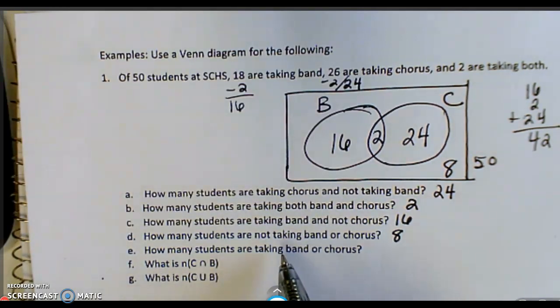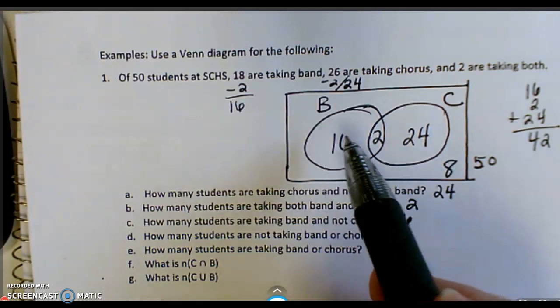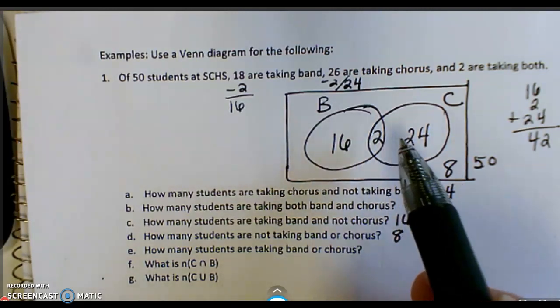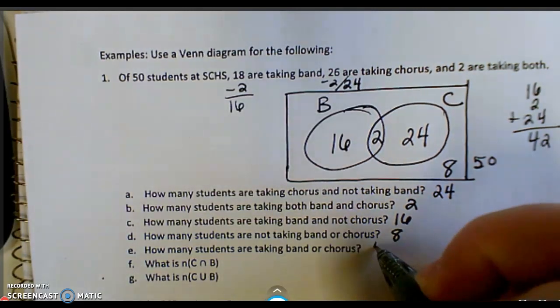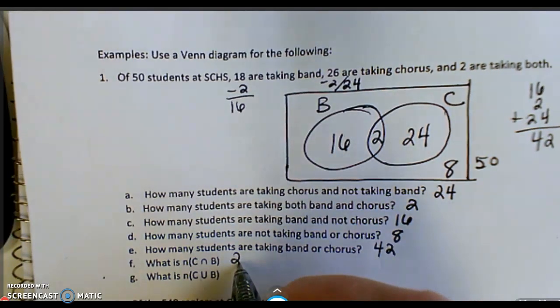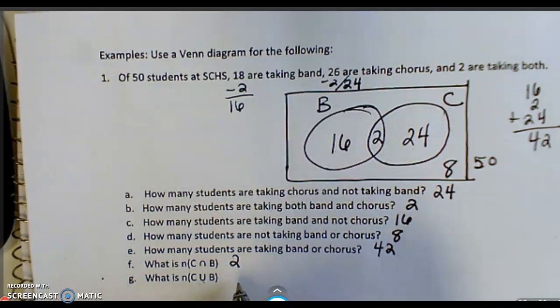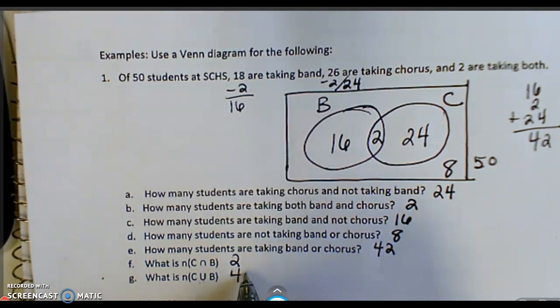How many are taking band or chorus? Band or chorus are these 3 right here. Any part of those, you just add those together, which we did over here, so that's 42. And then these are just our symbols. C intersection B, that means the and, so that's the 2. Union B just means the or, so it's those 3, which adds up to 42.